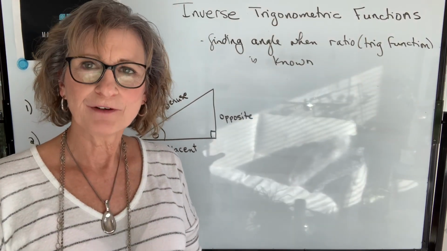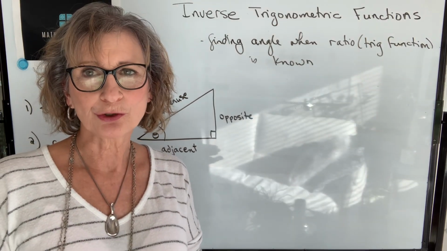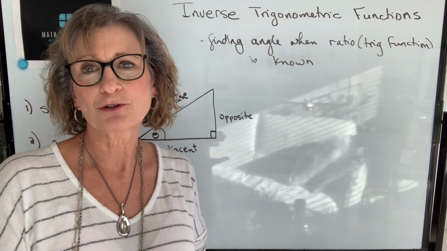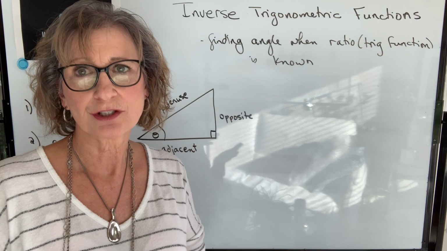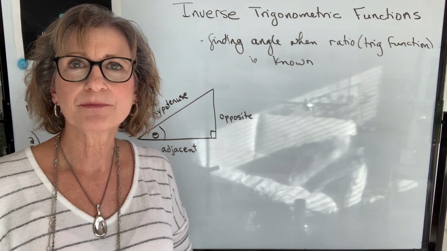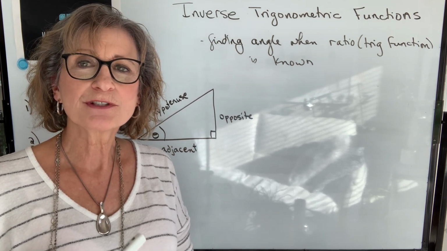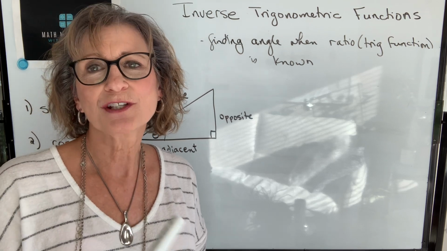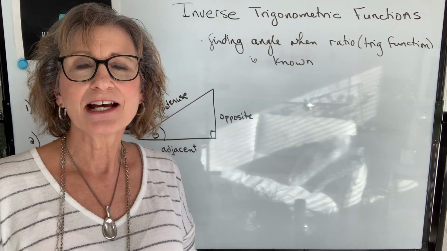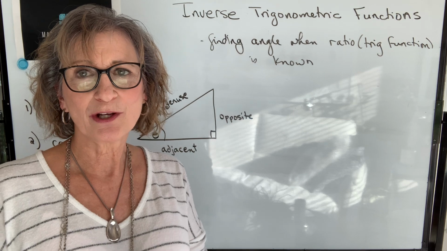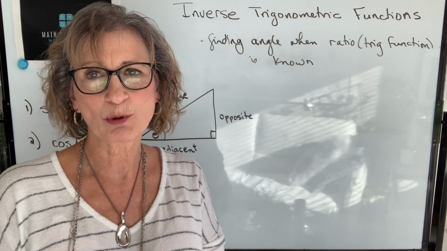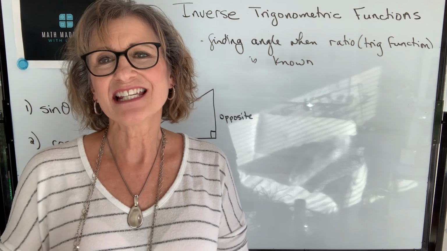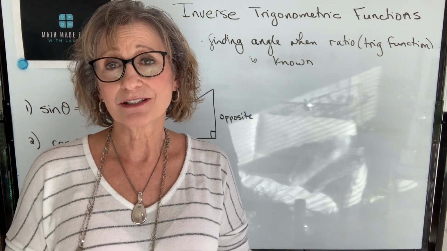So when you're trying to find the angle, when you know the ratio, you're going to use the inverse sine function or cosine function or tangent function, depending on which inverse trig function you're dealing with. And the notation for that inverse trig function is the trig function with the exponent -1. In the last video, I mentioned that when you see a function that has a -1 exponent, it does not mean 1 over that function. It means the inverse, which is something very different.